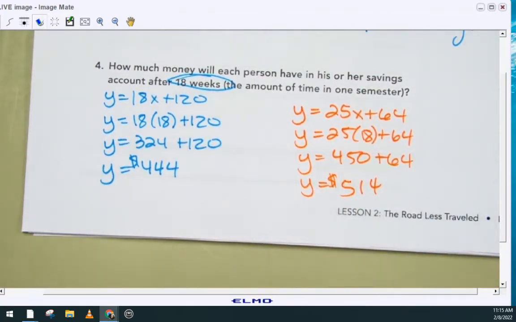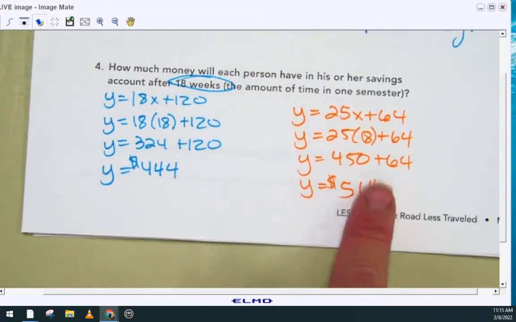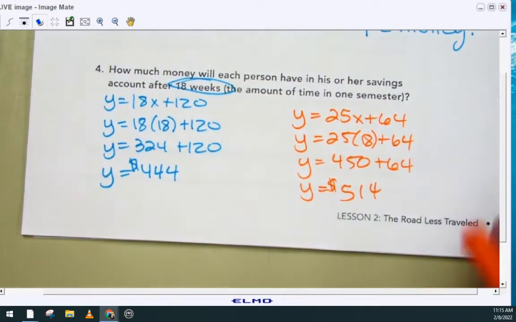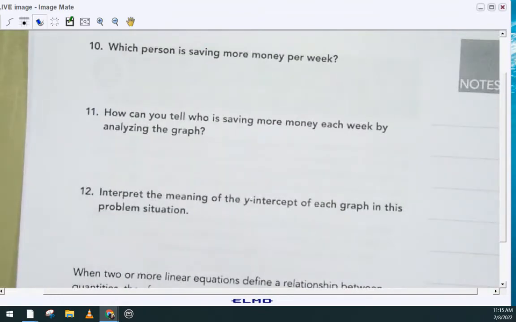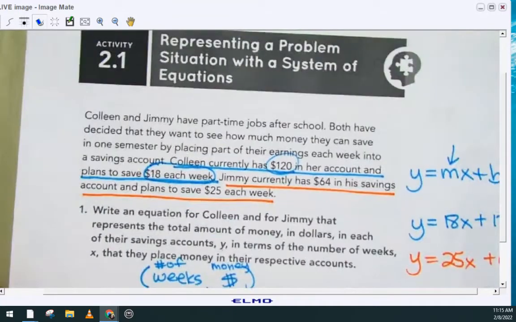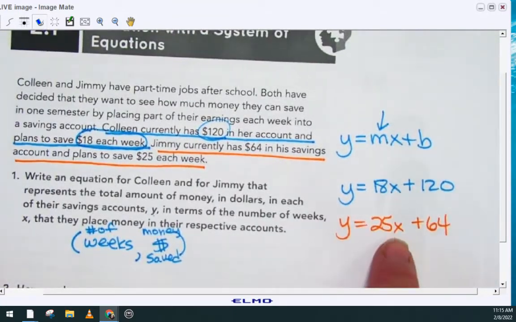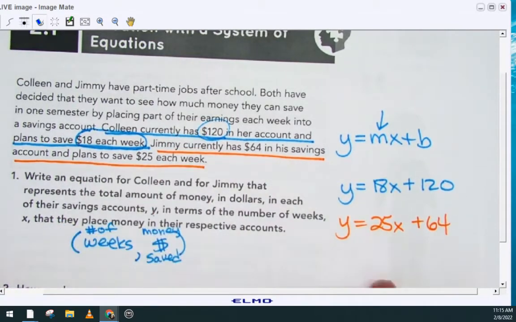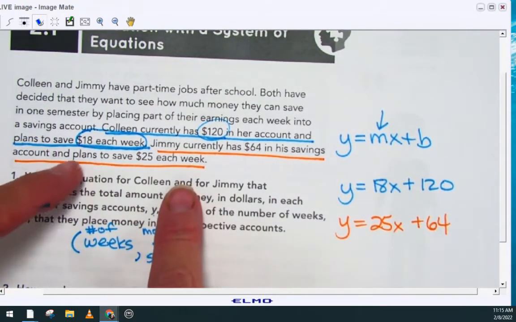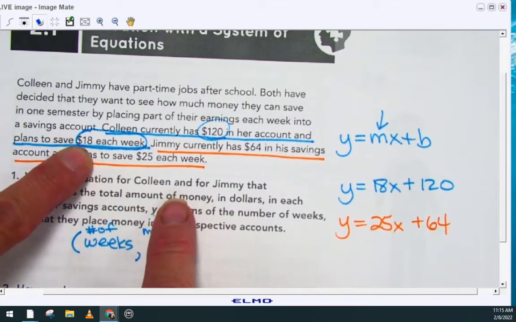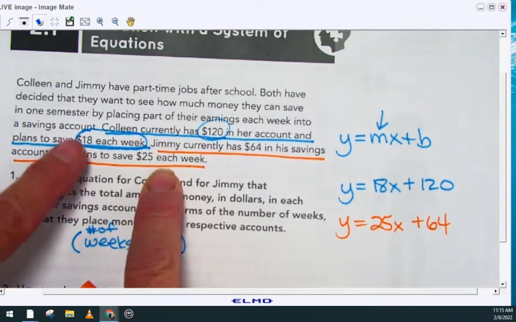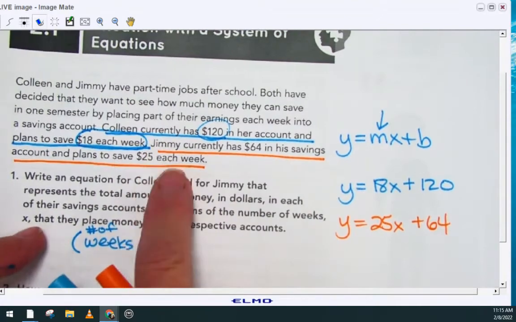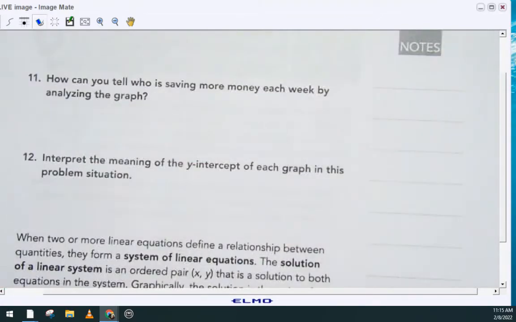So now who has more money? Now at the end of the time, doesn't Jimmy actually have more money? Okay. Who saves more money per week? Well, we could either look at the equations or we could look just at the sentences. We look at the slope. Whose slope is bigger? Jimmy's slope is bigger. Well, if we look at the words, Colleen is saving 18 each week. Jimmy is saving 25 each week. So Jimmy.